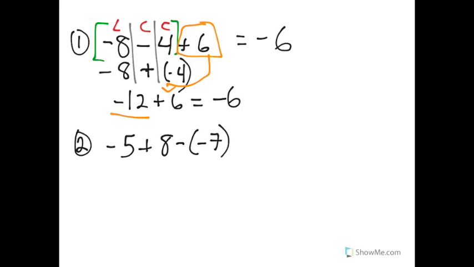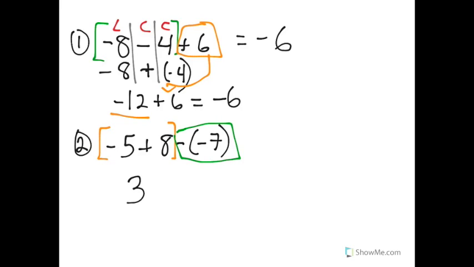Okay, so moving on to number 2, we have -5 plus 8 is where we're going to start. We're just going to start with the first part here. So -5 plus 8, the signs are different, so we subtract. 8 minus 5 is 3. And we keep the sign of the larger number, and in this case, the larger number is positive.